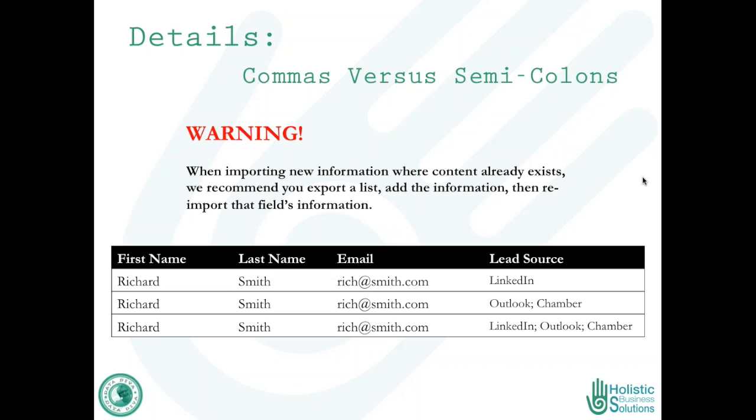In this example, the first row represents the data that's originally in your CRM. The second row represents new data that you imported into a multi-pick list, but did not include the original data. As you can see, it was overwritten and LinkedIn no longer appears as a choice. The third row includes the original data as well as the new data because you exported the multi-pick list information, updated the information, and then re-imported it.